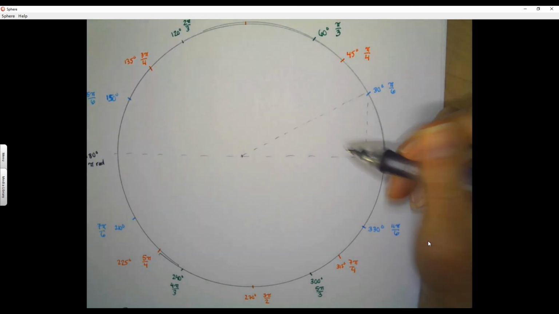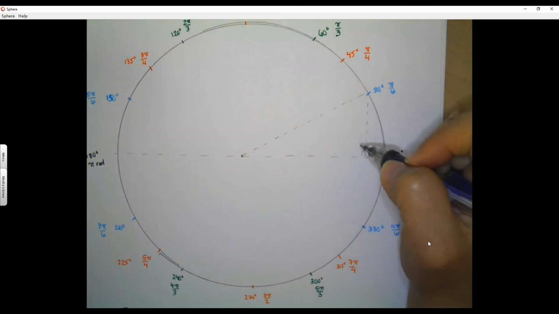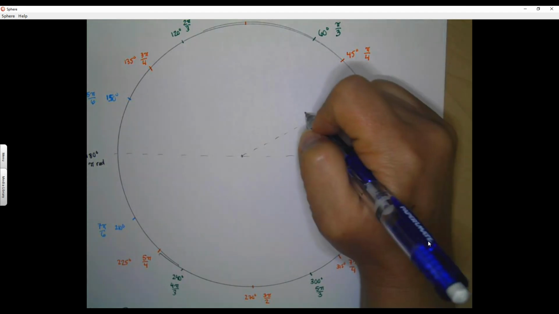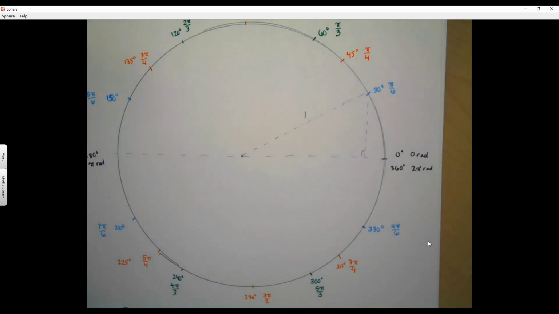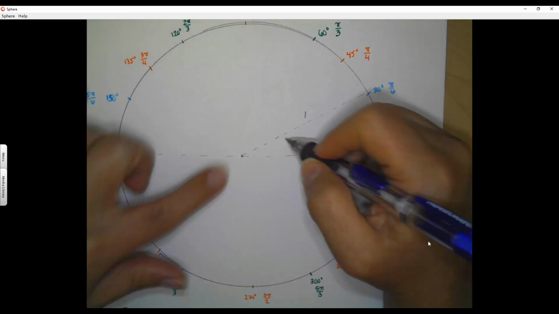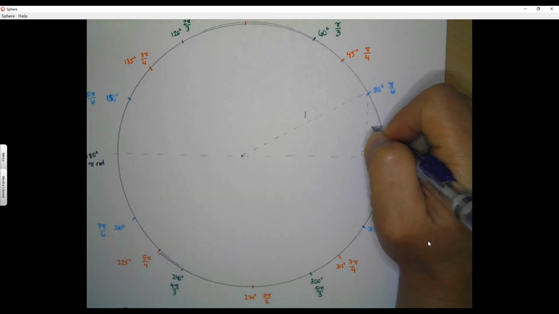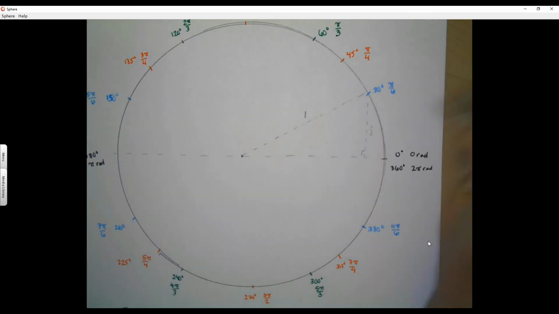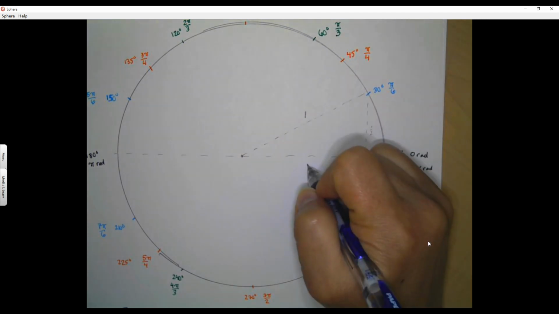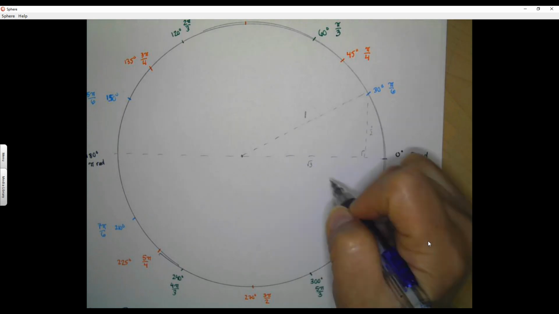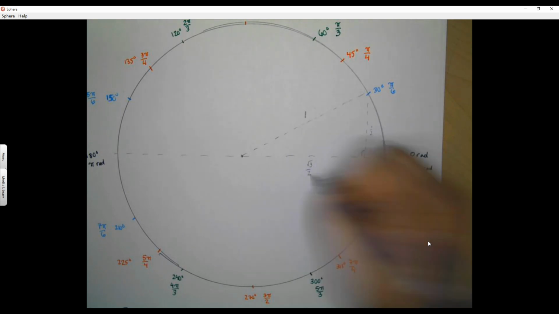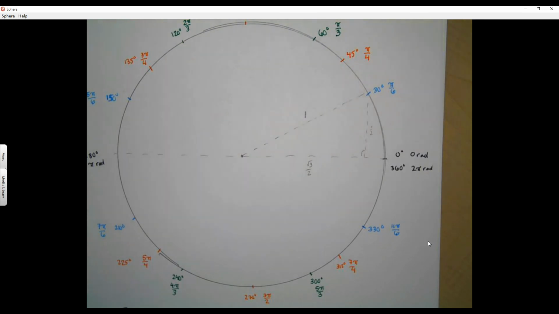Well, in a unit circle, our radius is 1. That's the definition of a unit circle. So if this long side is 1, then this side would be half of that, right? That's the short side. And this side would be half of square root 3, or square root 3 over 2.